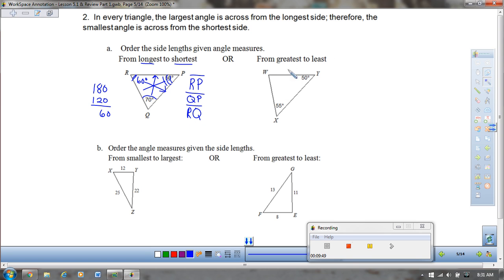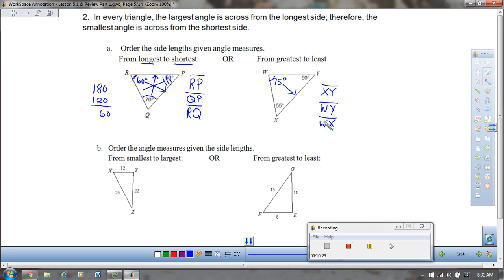Sometimes you have to look from the greatest to the least. So if I'm looking here at 55 and 50, they add up to be 105. Subtract that from 180, and this angle right here is 75 degrees. So the greatest angle, 75 degrees, angle W, is across from the greatest segment, which is segment XY. The medium size, angle X, is across from segment WY. And then the smallest angle, 50 degrees, is across from the shortest segment, WX.